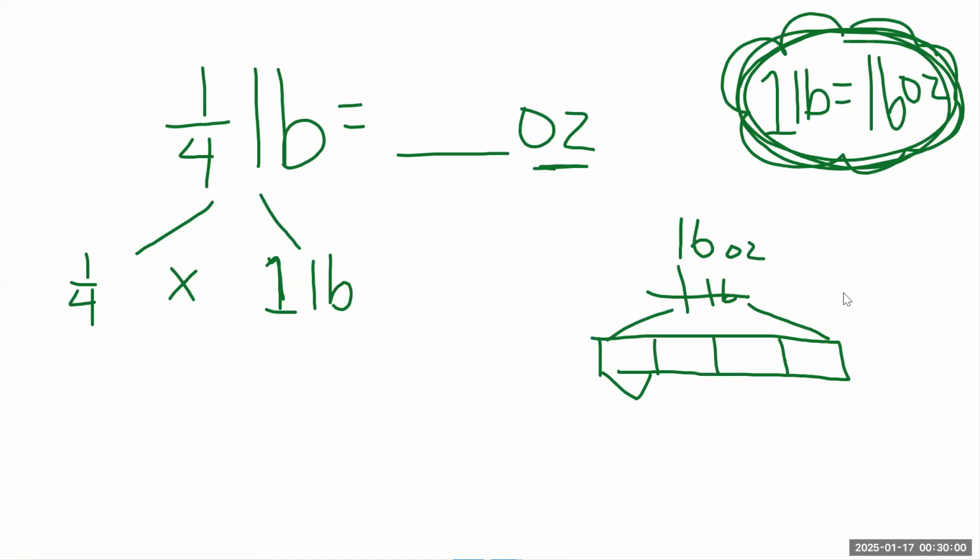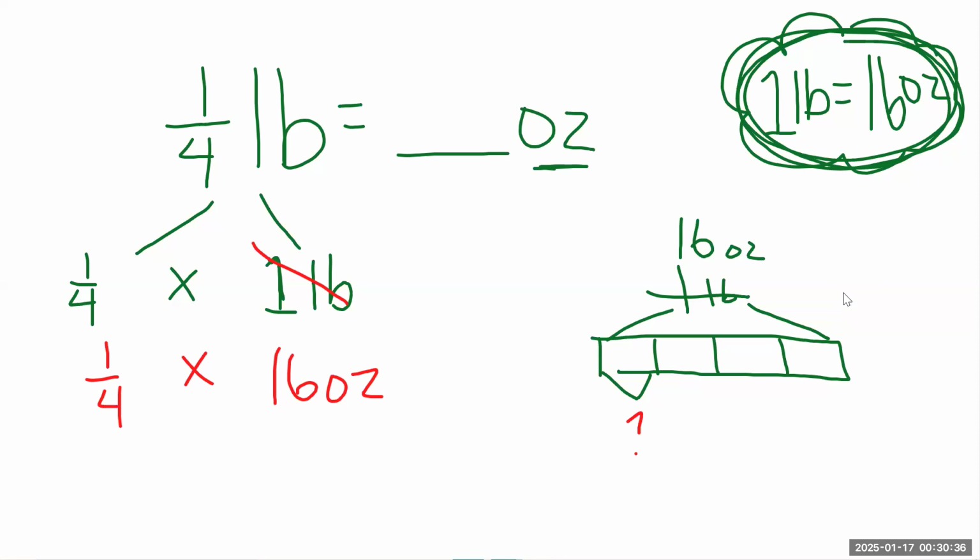So in my equation, and what I'm trying to do mathematically, I'm going to change 1 pound to 16 ounces, and then I can multiply it by a fourth. Okay, so a fourth of a pound is the same thing as saying a fourth of 16 ounces. That is review. This situation right here is review. That is something we did a long time ago.